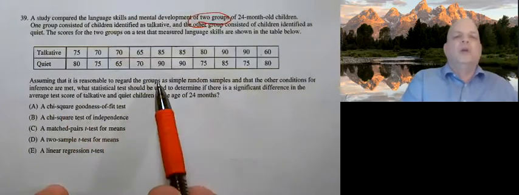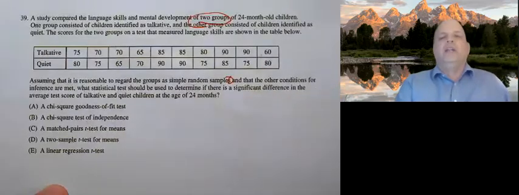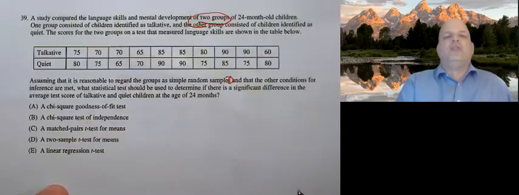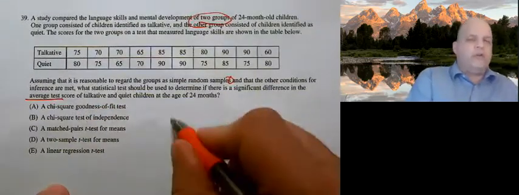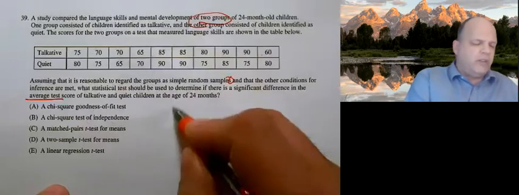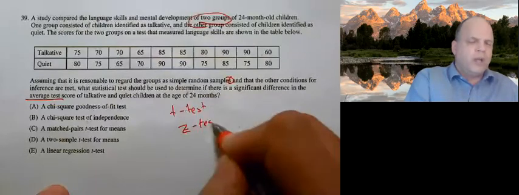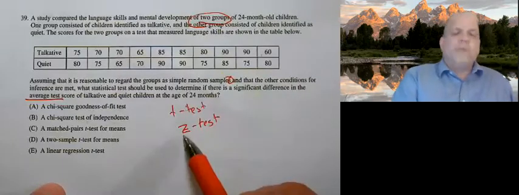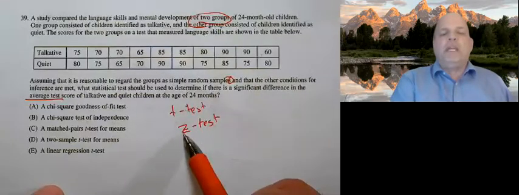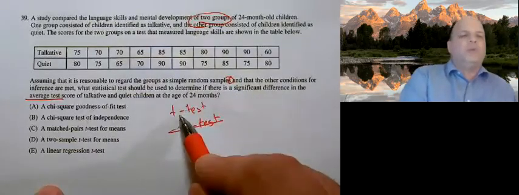Assuming that it's reasonable to regard the groups as simple random samples, oh, this has an S, this is plural, and that the other conditions for inference are met, what statistical test should be used to determine if there's a significant difference in the average? Well, as soon as we're working with an average, we're going to be doing either a t-test or a z-test. For a z-test, we have to use the mean of the populations. We don't have that, so we don't have a z. So we know we're working with a t-test.